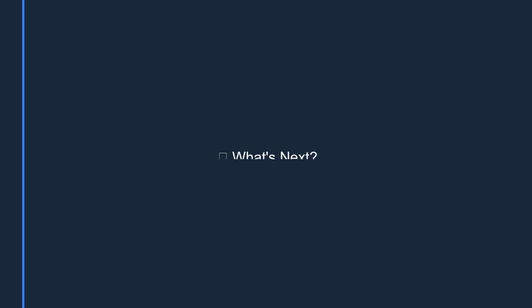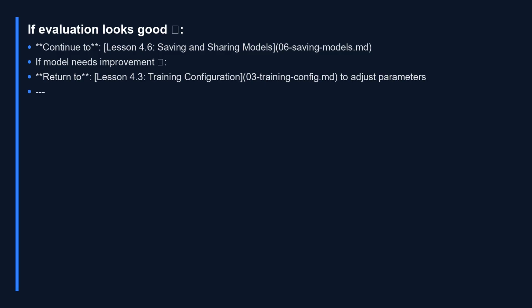What's next? If your evaluation passed, continue to Lesson 4.6, where you'll save your model in formats ready for deployment and learn how to share it on Hugging Face Hub. If your model needs work, head back to Lesson 4.3 to adjust your training configuration. You now know exactly which parameters to change and why.